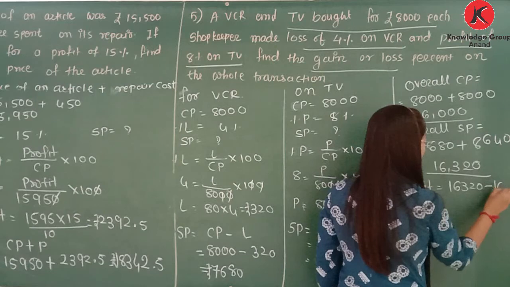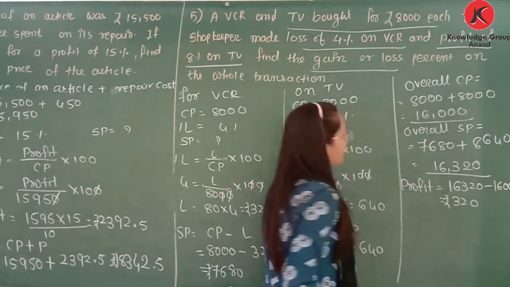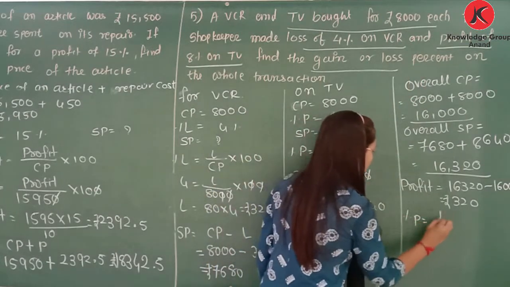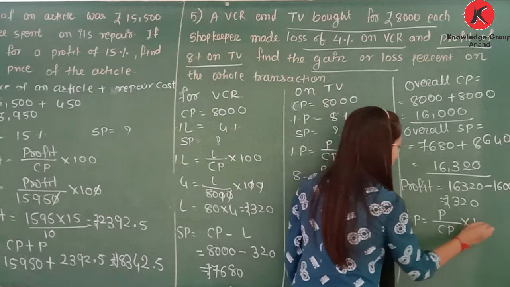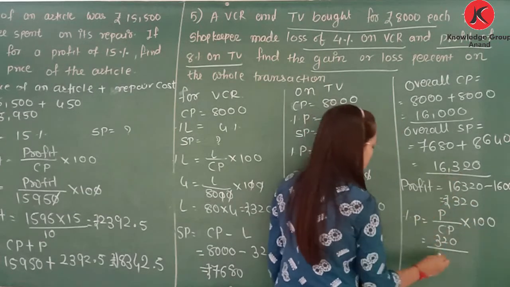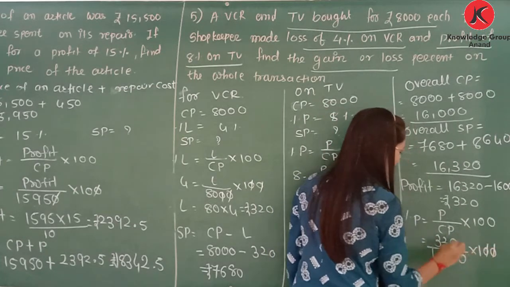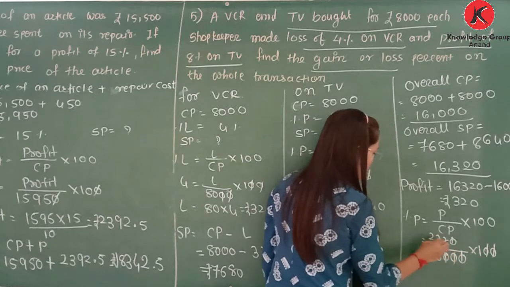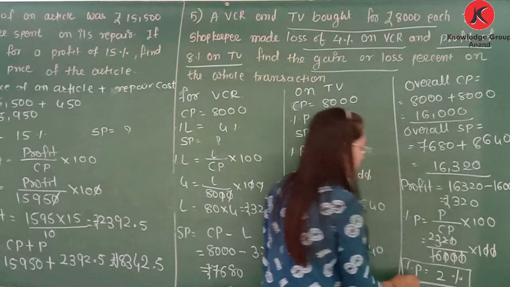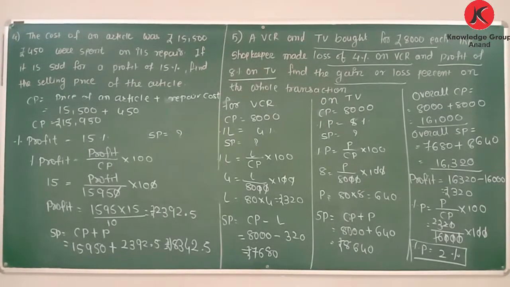16,320 minus 16,000. So that is 320 rupees profit. Now here we need to find the percentage. So we can find percentage profit is equal to profit divided by CP into 100. Profit in rupees is 320. CP is 16,000 multiply 100. 3 0 cancel, 16 2 are 32. So 2% profit on overall transaction.